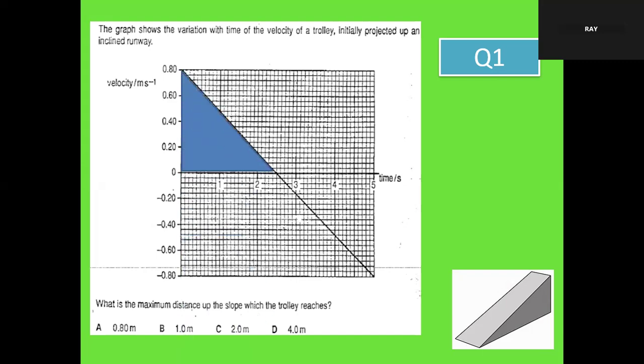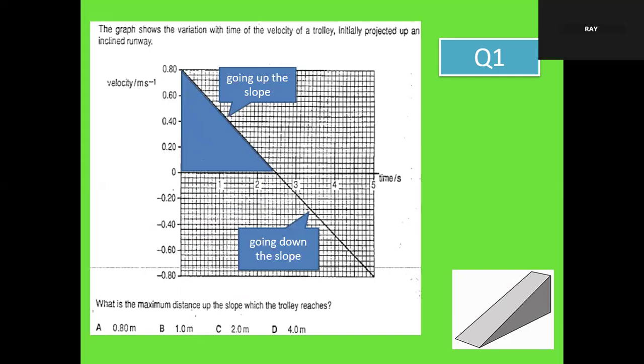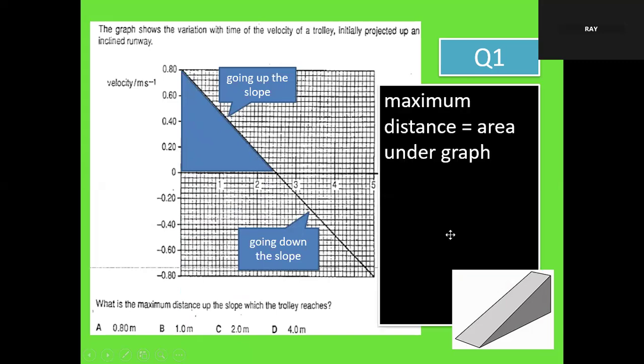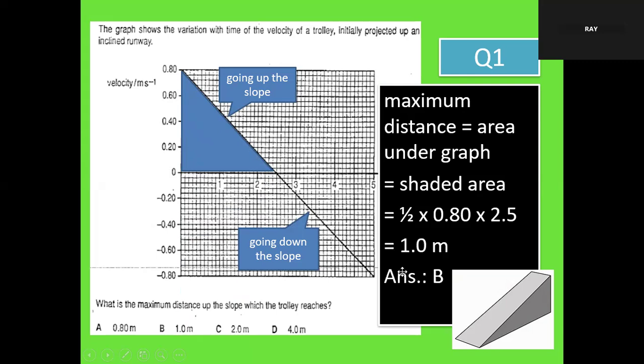That's the area of a triangle. Right? This is going up. Make sure you know this is going up. This is going down. Right? Maximum distance is the area under the graph. Shaded area is half times 0.8 times your base 0.2, 2.5, so it's 1.0, B. Okay with that? Yep.